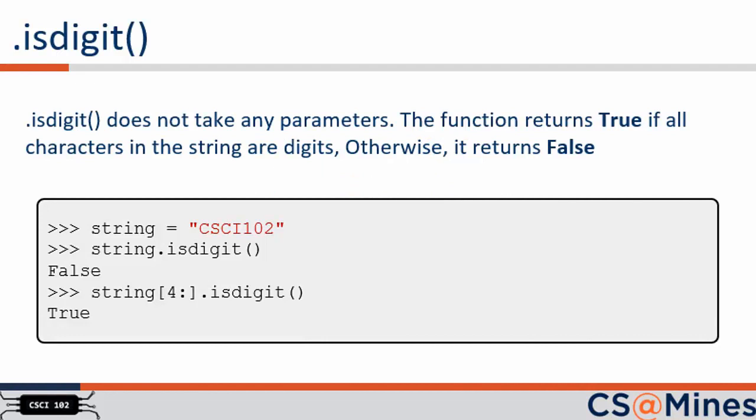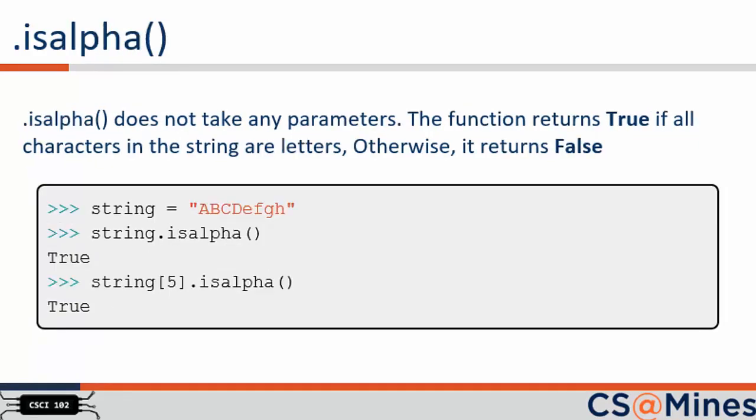IsDigit does not take any parameters. The method returns true if all characters in the string are digits, otherwise it returns false. In the example snippet of code, the first call to string isDigit returns false because there are characters in the string that are not digits. However, when isDigit is called on the slice of the string starting at index 4, it returns true because 1, 0, and 2 are all digits.